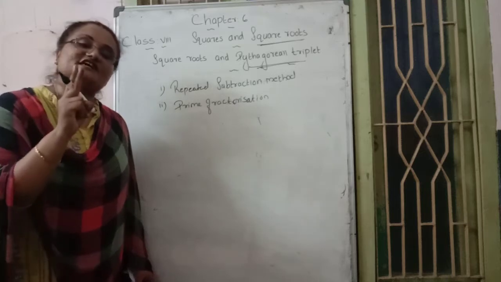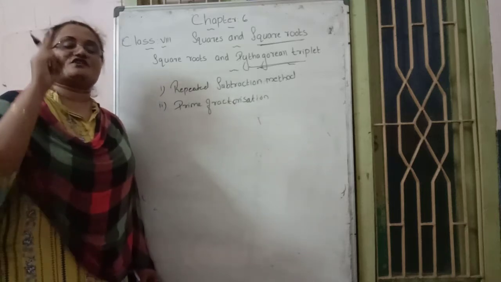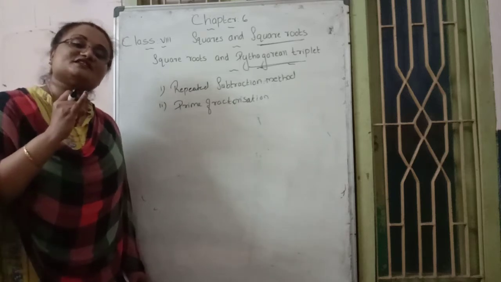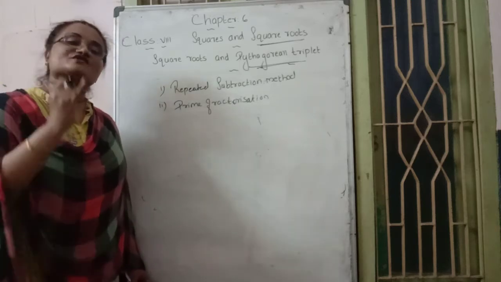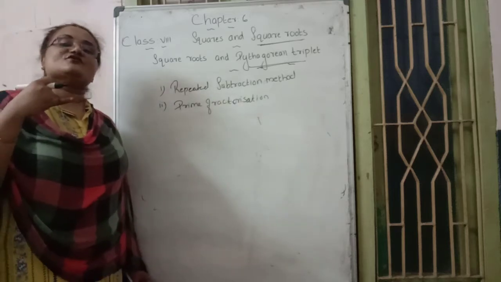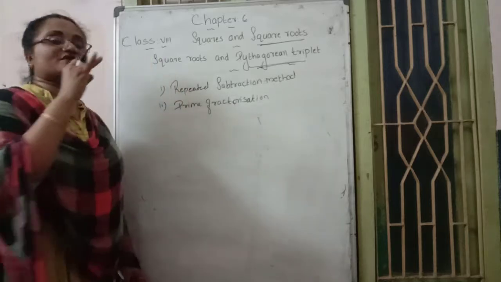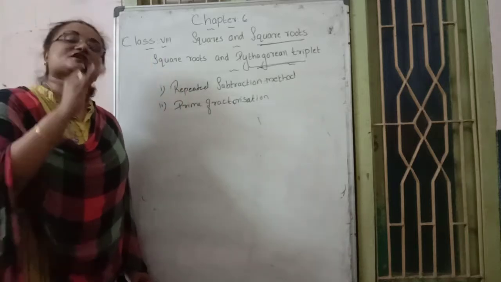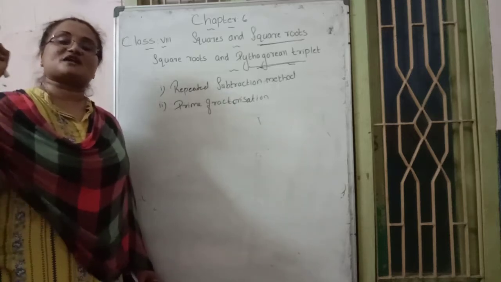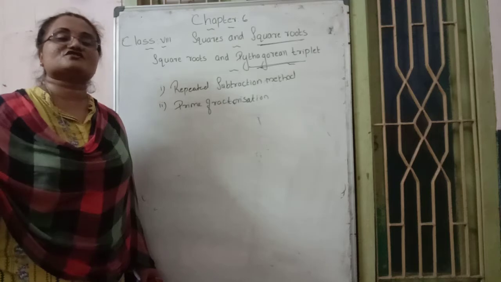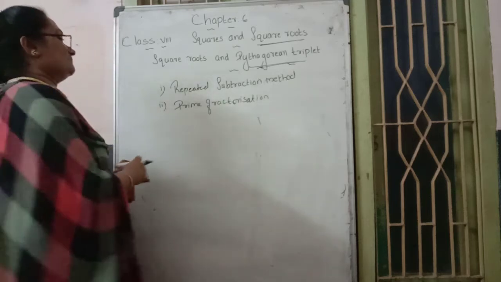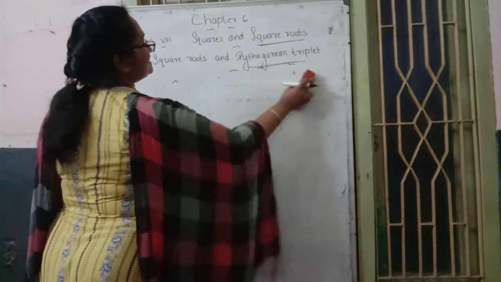There are two methods for finding a square root. The first method is the repeated subtraction method, which means using odd numbers and subtracting to find the square root. The prime factorization method means using prime numbers and dividing; the answers you get are known as prime factors, and we call that the prime factorization method. So first we go through the repeated subtraction method.